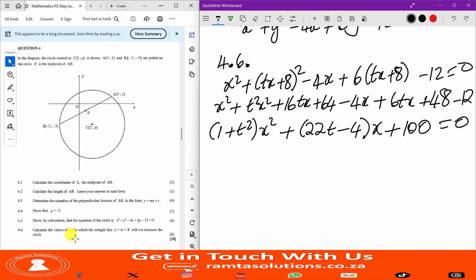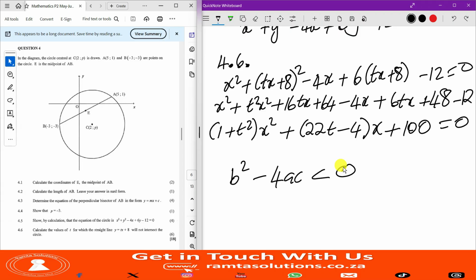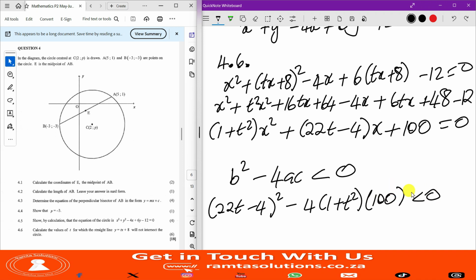Now, they said when they will not intersect. For them to not intersect, we must say b squared minus 4ac must be less than 0. This is when the roots are non-real. What is the value of b? It is (22t minus 4), squared. The value of a is 1 plus t squared. The value of c is 100. This is less than 0.